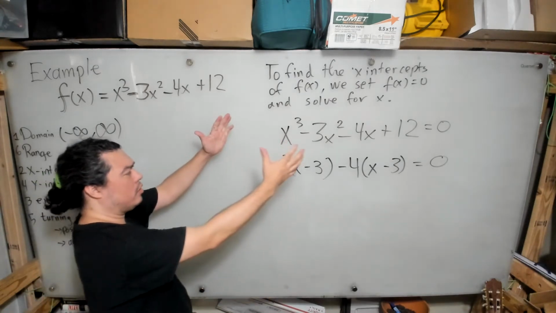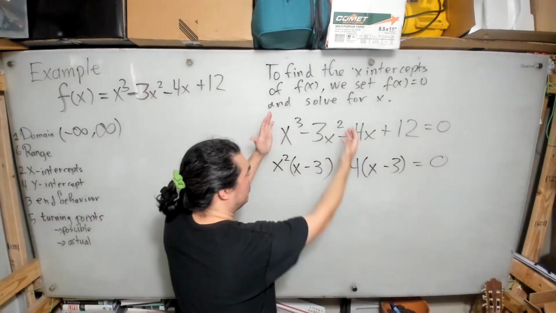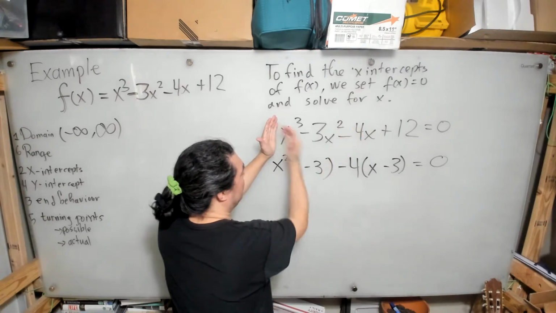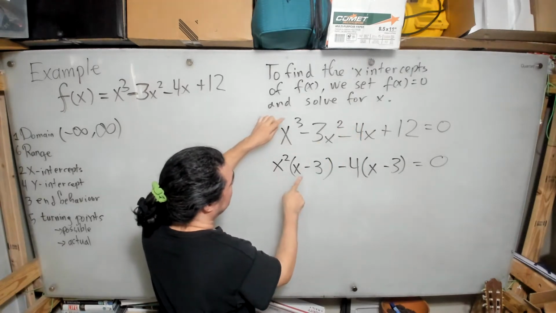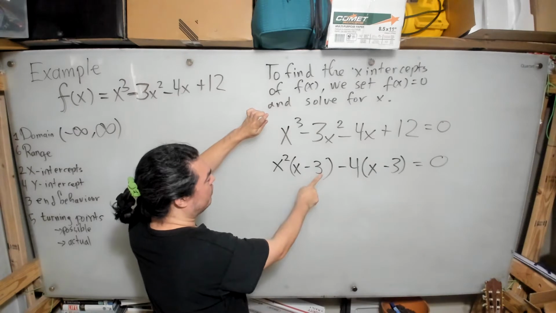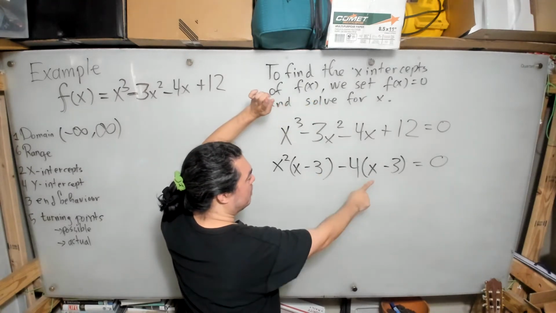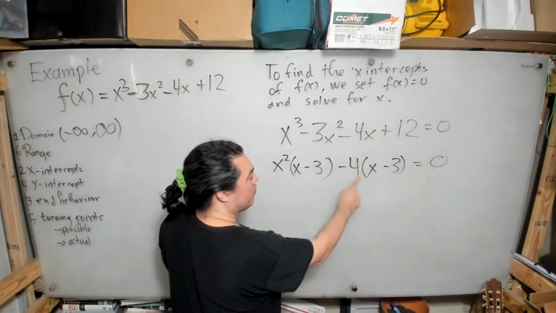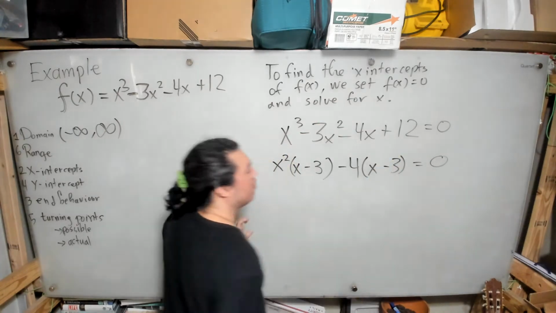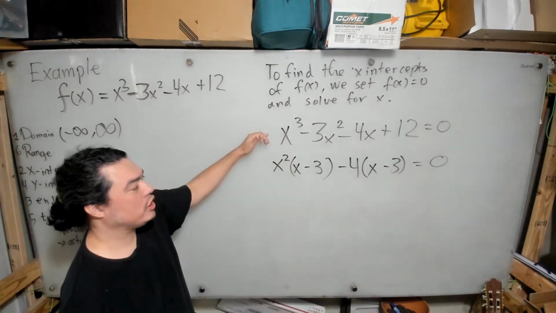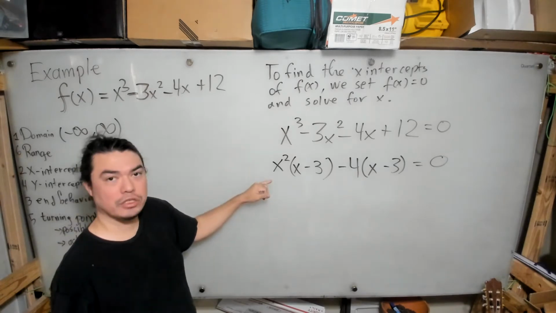So here, for these two terms, I pulled out an x squared. X squared times x is x cubed. X squared times negative 3 is minus 3x squared. Negative 4 times x is negative 4x. And negative 4 times negative 3 is positive 12. So we can see that this expression is the same as this expression.